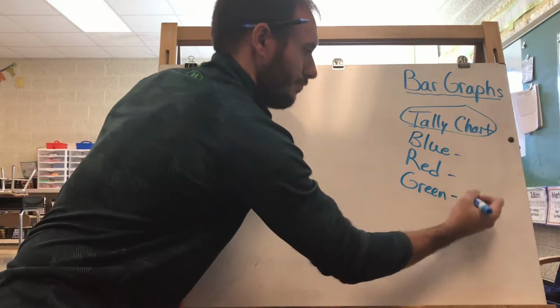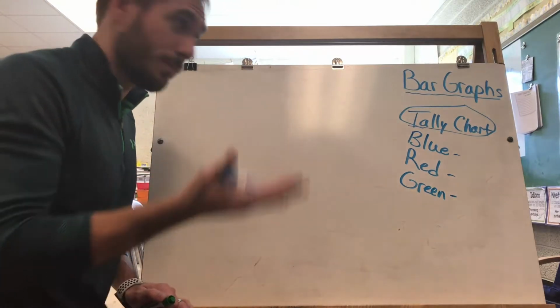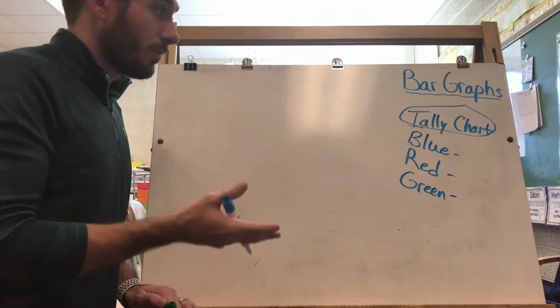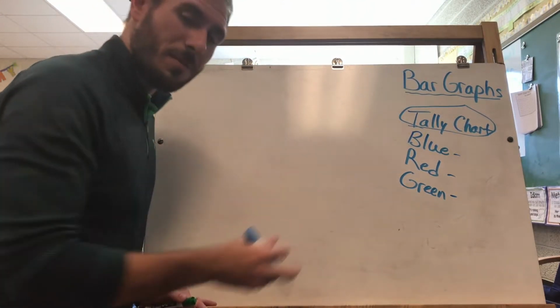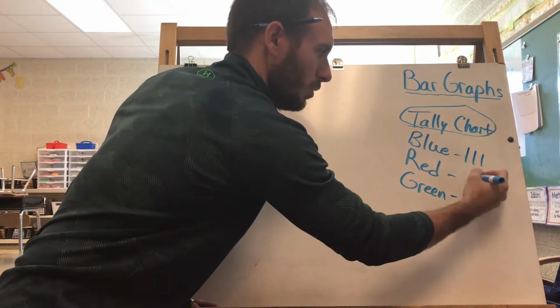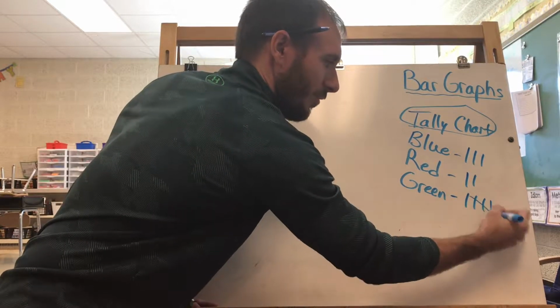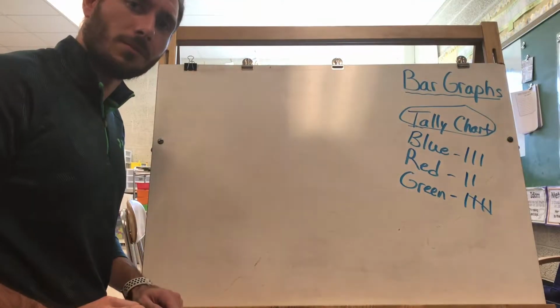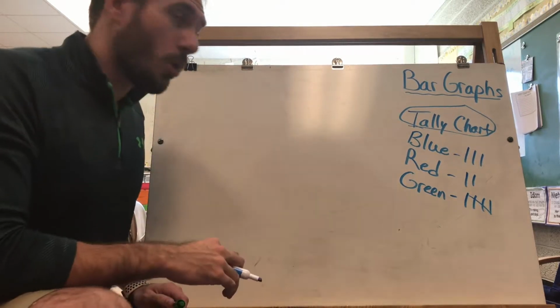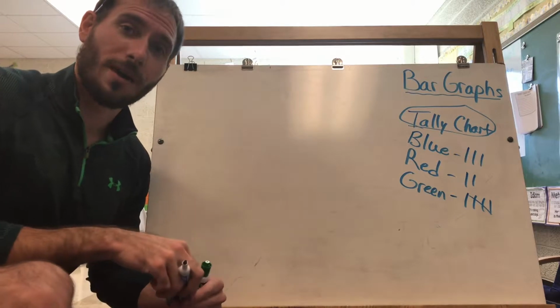Okay? So based off how many people are voting for the tally chart, we're going to determine our data. So right now, I'm just going to make up some fake numbers. Let's say we have 3 people like blue, 2 people like red, and let's have 5 people like green. Okay. So based off of step 1, we're going to take our information from the tally chart and put it into a bar graph. Okay.